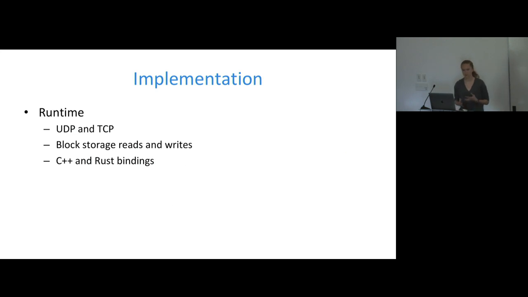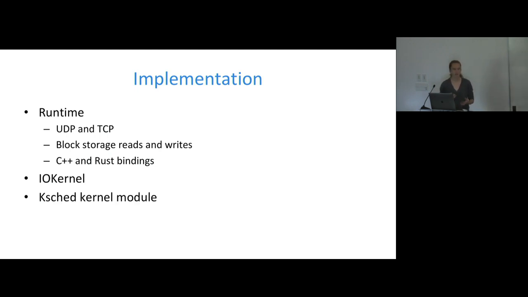We have implemented Shenango. The runtime has support for UDP and TCP, and support for block storage reads and writes, and we have bindings for C++ and Rust. We've also implemented the I/O kernel and a kernel module called kschedge, which mediates between runtimes and the I/O kernel in order to reallocate cores. In total, our system is about 19,000 lines of code.